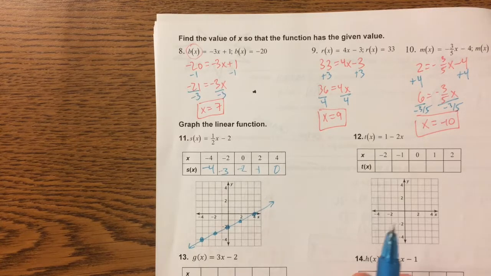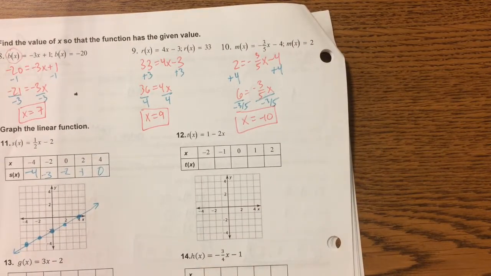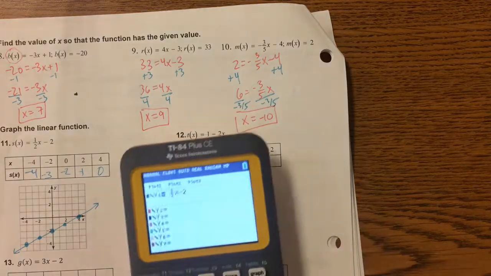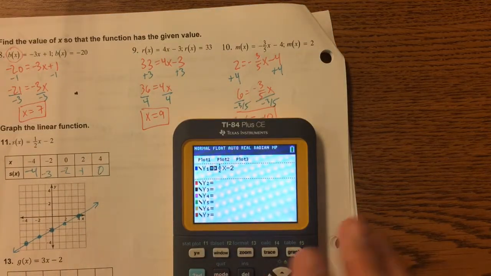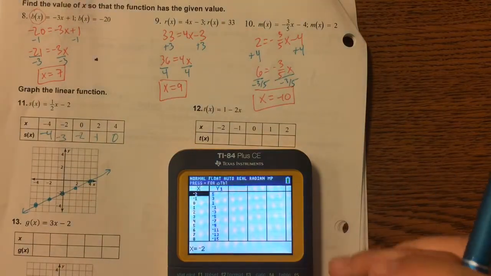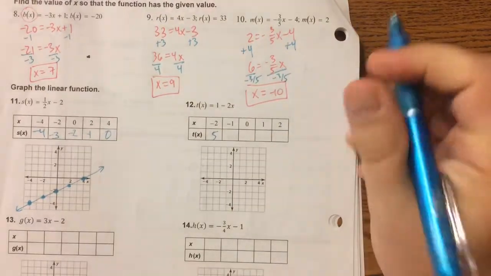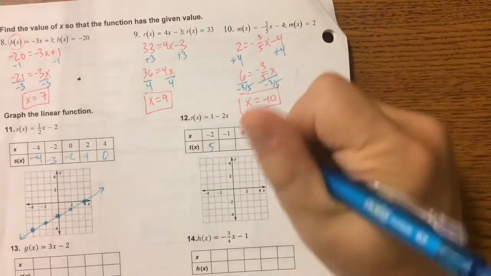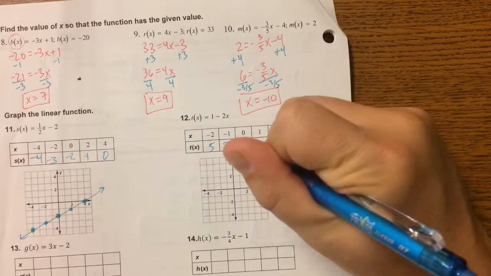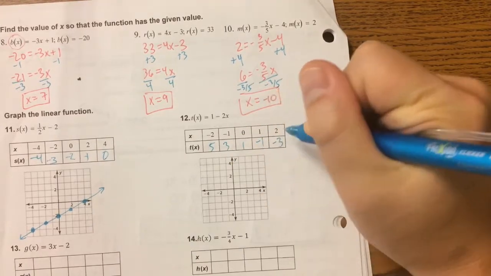All right, well, let's do the next one, number 12. Okay, go back to y equals. I'm going to type in the equation. Clear that out. 1 minus 2x. Go to the table. Start copying values down. Negative 2, comma 5. Negative 1, comma 3. 0, comma 1. 1, comma negative 1. 2, comma negative 3.